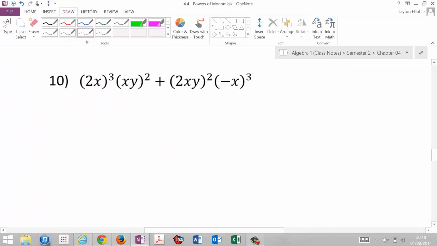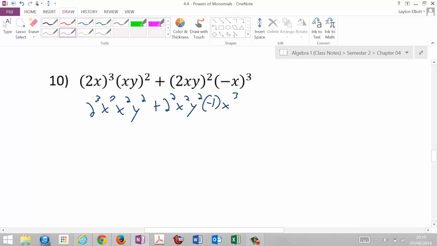Number 10, we've got 2 to the 3rd, x to the 3rd, x to the 2nd, y to the 2nd, plus, I'm just carrying these all through. And then we have a negative to the 3rd power, so that negative is going to stay. It's a negative 1, and then an x to the 3rd.